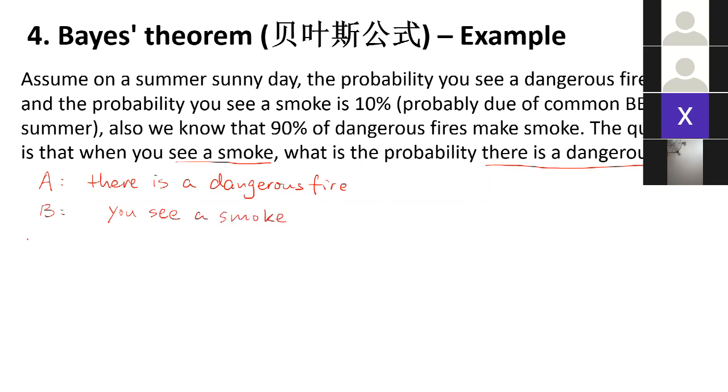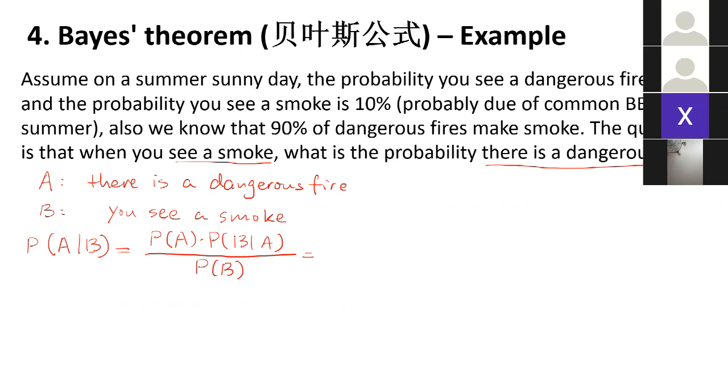Okay, so here, according to the question, we want to find a conditional probability, the probability of A given B. That means when you see smoke, event B happens, the probability of A given B. According to Bayes' theorem, first we can expand this conditional probability to the probability of A times the probability of B given A, and for the denominator, it's simply the probability of B.